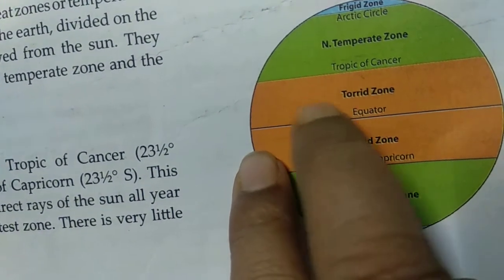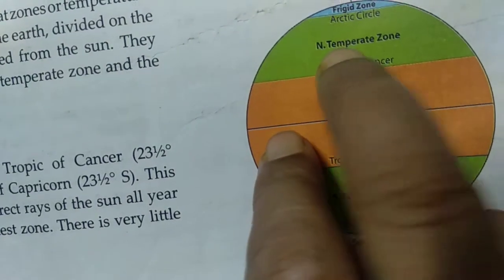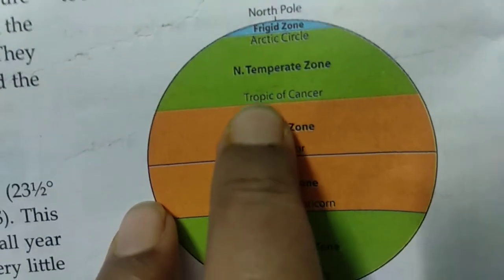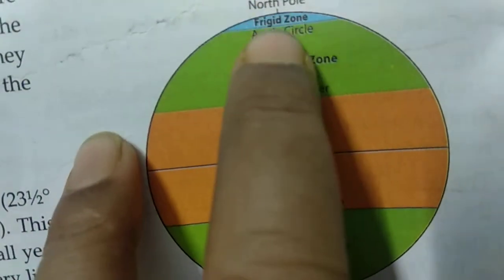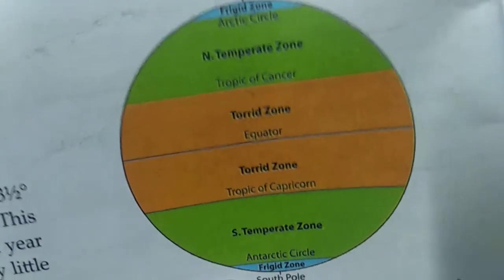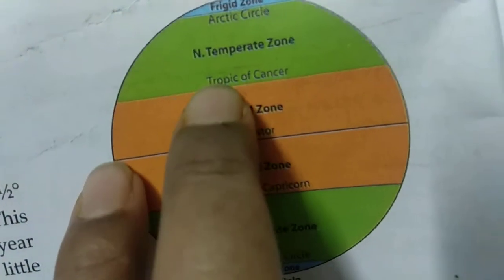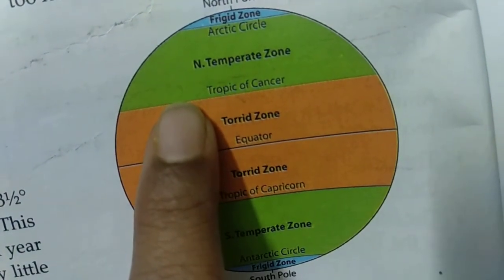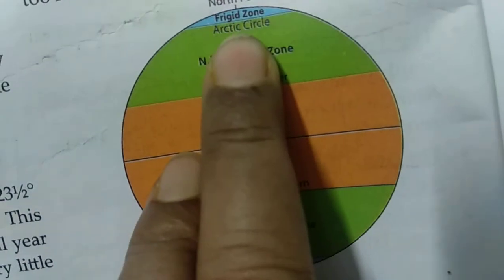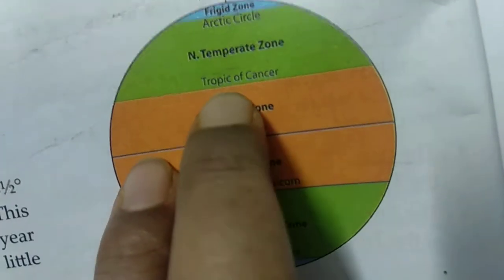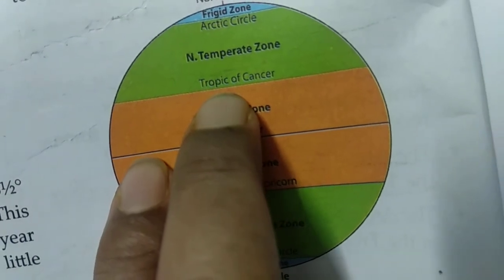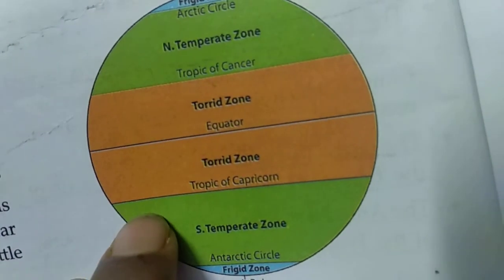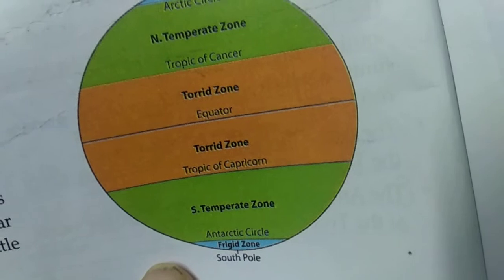After the torrid zone, this is the temperate zone. This is the northern temperate zone, and this is the southern temperate zone. It lies from the Tropic of Cancer to the Arctic Circle and from the Tropic of Capricorn to the Antarctic Circle. These are called latitudes. Some latitudes have been given names, so this is the name of the Arctic Circle. That means from 23.5 degree north to 66.5 degree north, and 23.5 degree south to 66.5 degree south.